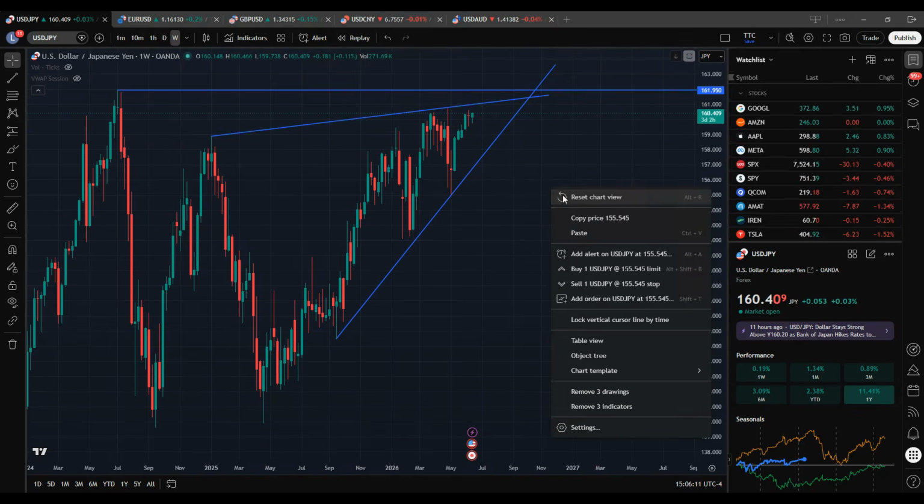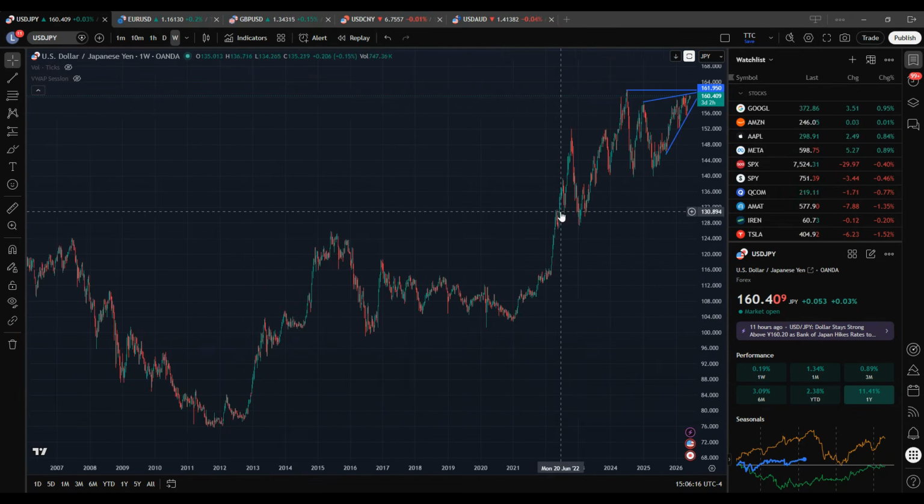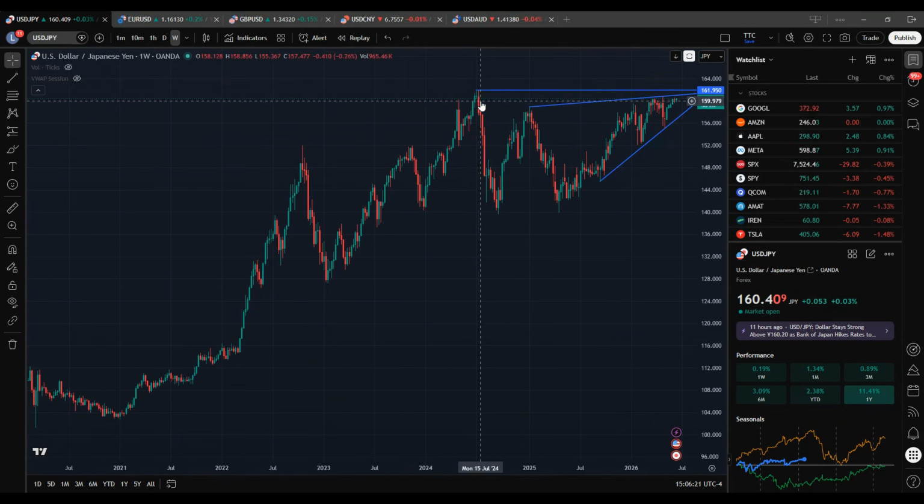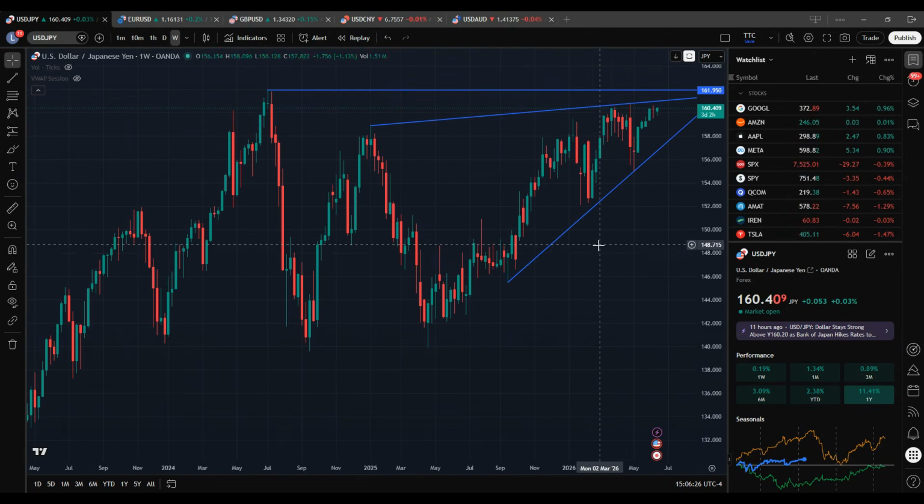We can look historically if we kind of zoom out. This has pretty much been the highest that we've almost ever had, bar this 2024 spike around July, so about 2 years ago. But other than that, this is pretty much the highest we've ever had, the US dollar compared to the Japanese yen. On top of that, we had Japan look to raise their interest rates.